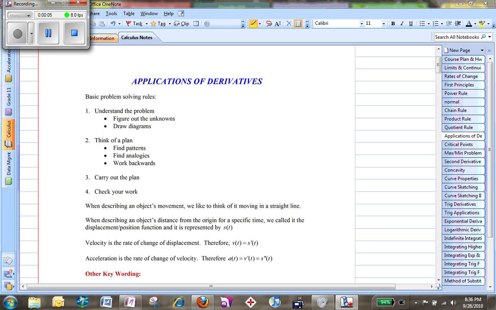In math, we use basic problem-solving rules. The first is to understand the problem. Figure out what the unknowns are, possibly draw some diagrams, write the information down that we know and that we're missing so that we can, number two, think of a plan.